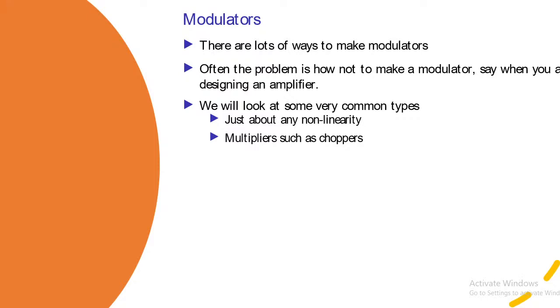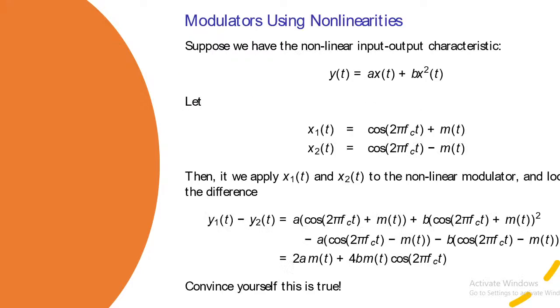We will look at some common types of modulators. One is using nonlinearity, the other is using multipliers like choppers. So you chop off a portion of the signal using multiplication and you generate modulation. So we'll see some of these common types. Next. Let us start with modulators using nonlinearities.